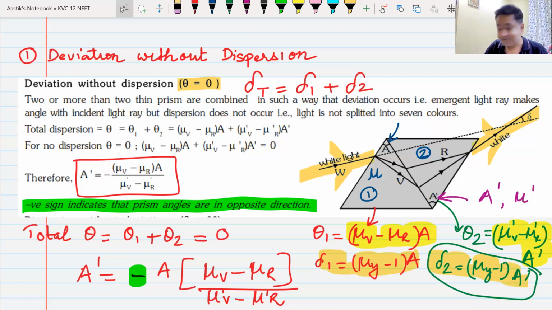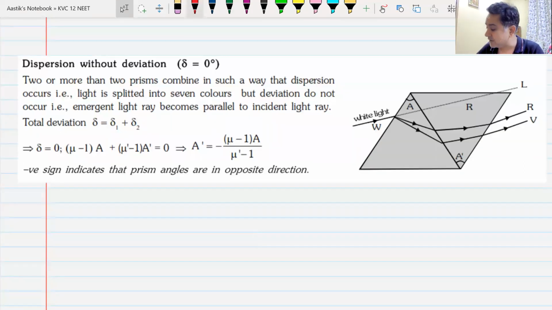Okay, have you noted this, bachcha? Yes, sir. If this is the first type of combination, now you can apply some common sense. Physics is all about common sense. Tell me what would the other type of combination look like? In the first combination, we had zero dispersion and we had deviation. In the second combination, what would happen, my dear friends? You will have dispersion but no deviation. So here the total deviation would be 0.